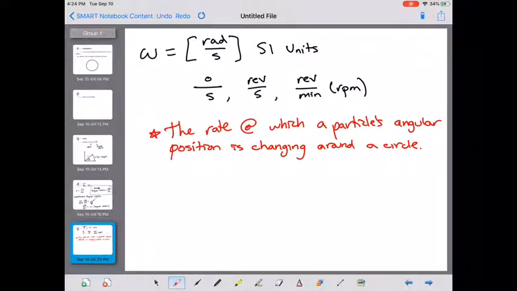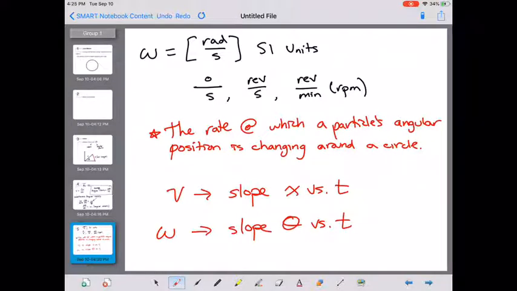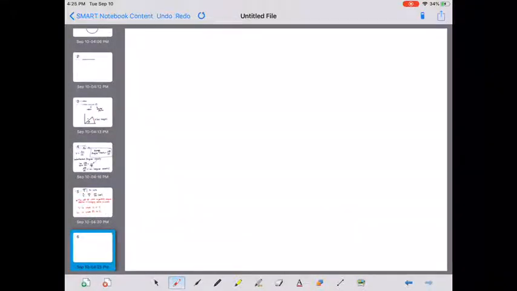Okay. Now, graphically, this is the same relationship as position and velocity. Remember, we can obtain velocity from the slope of a position versus time graph. So, likewise, we can obtain omega from the slope of an angular position versus time graph. Now, if you recall, when we write the equation of a line on a position versus time graph, we end up with this equation of constant velocity, which looks like this right here.